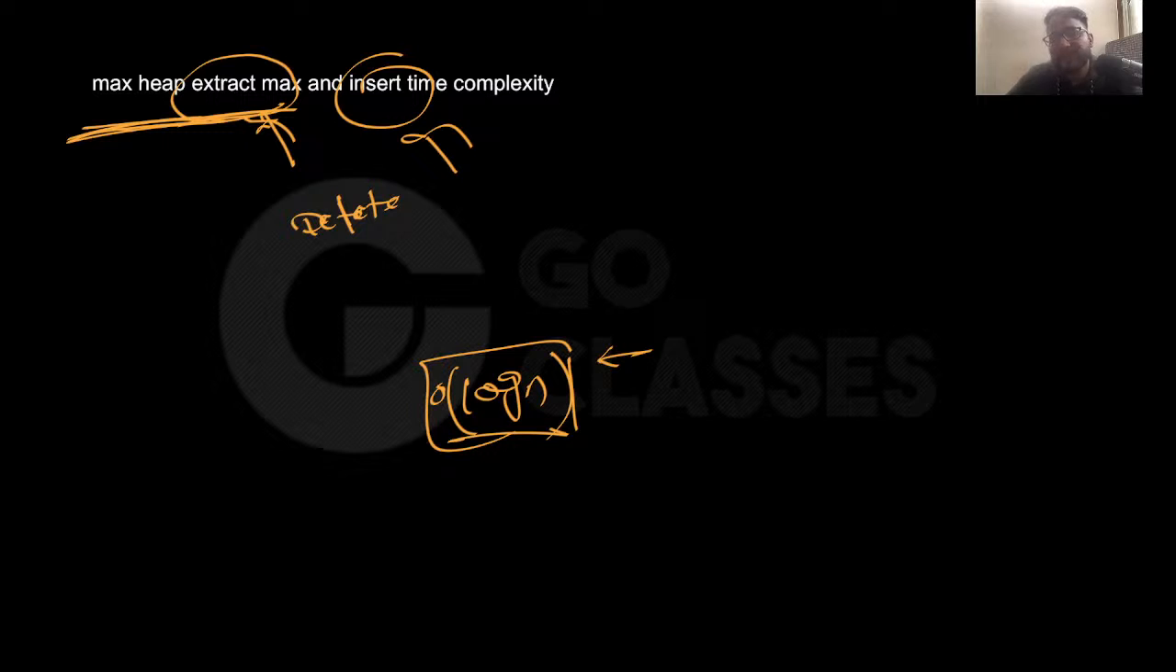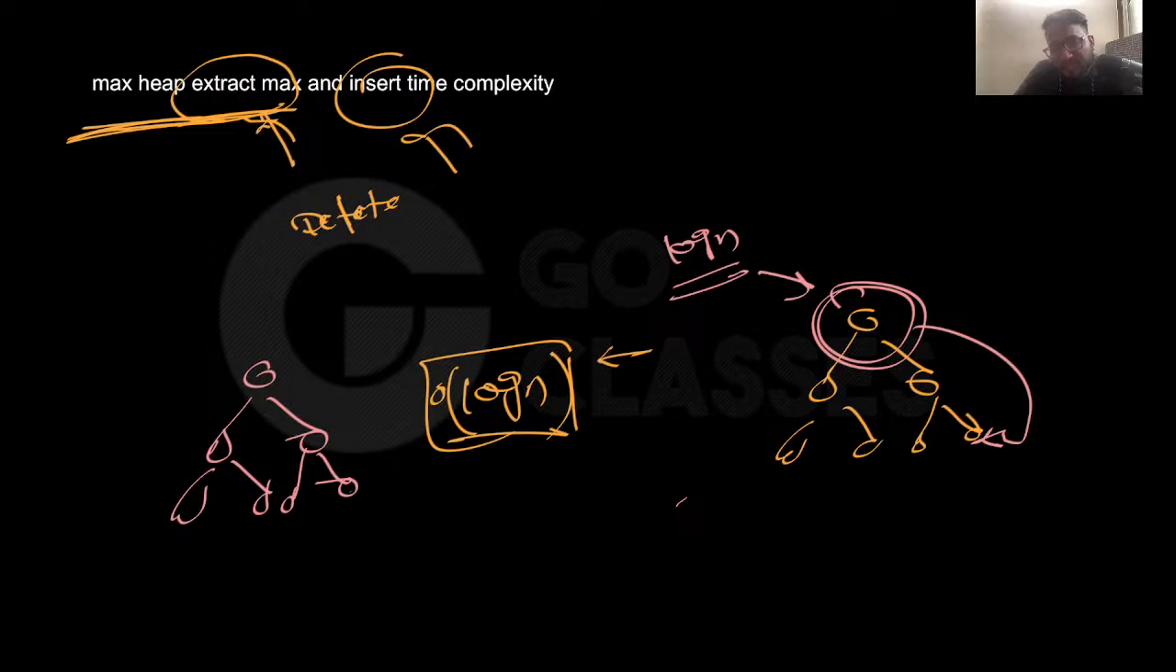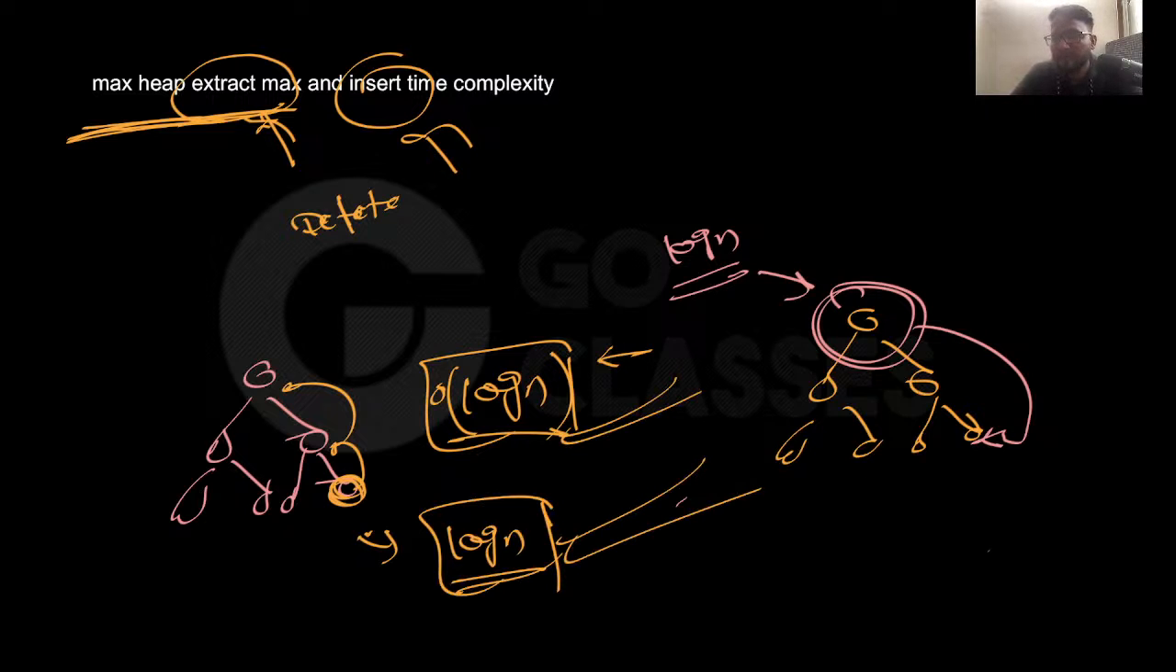Why? Because in a max heap, if you want to extract the maximum, you swap it with the leaf node, and then you do the heapify, which takes log n time. Similarly, if you want to insert something, the insert can propagate up to the root, and in the worst case it again takes log n time. So both are order of log n only, right? Yes, log n for both. That is nice. Okay, great, let's continue.